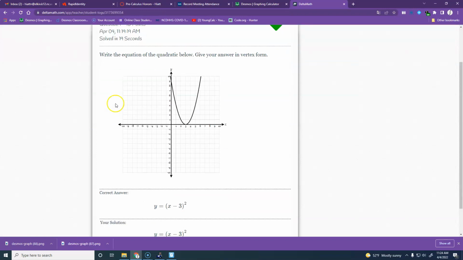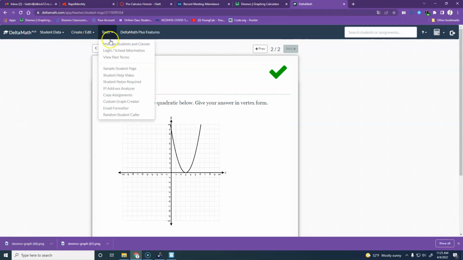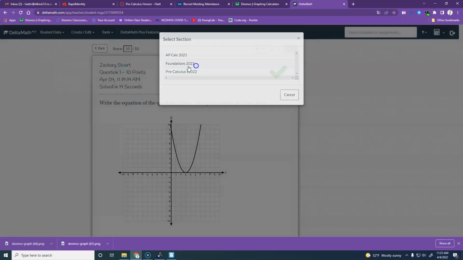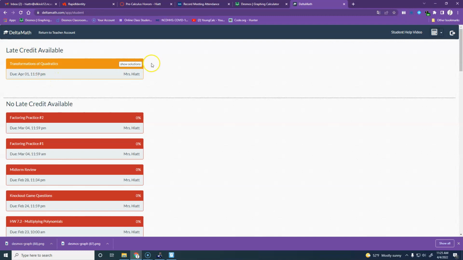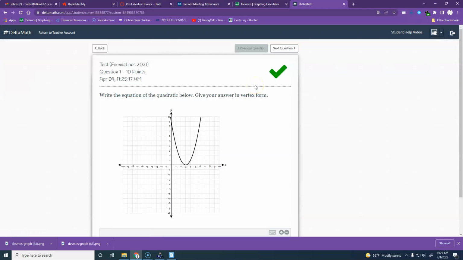So right here, let me go back. Sample student page. Foundations. Here we go. It's going to say it's late, but that's it. If I have problems in Delta Math, if I postpone them, I don't change the due date, so don't worry about that. It's correct in Canvas.